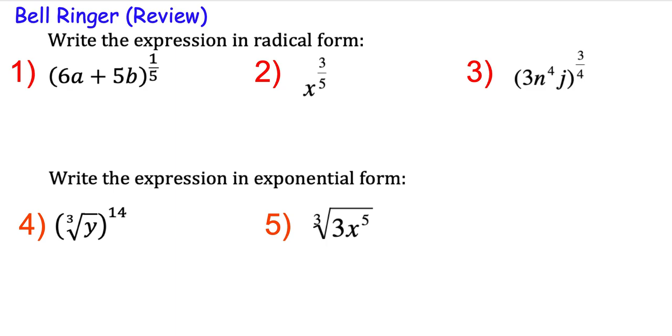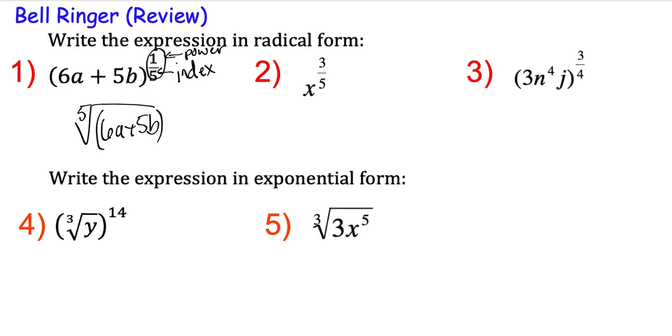Okay, so for the first few, we're just rewriting these in radical form. So remember, we have this exponent of 1/5. Remember, the bottom number is the index, and the top number is the power. So it's power over index. So we want a 5th root of 6a plus 5b inside the radical. And if you want that in parentheses, you can do that. You don't necessarily need to.